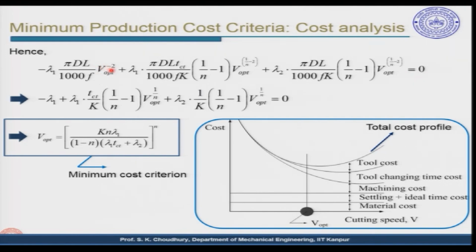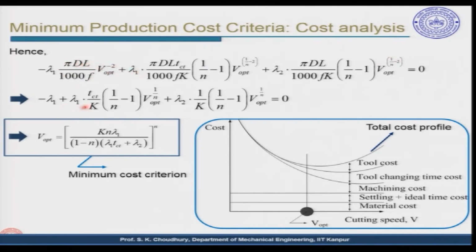Therefore, we will write V optimum in all those cases, we will reorganize them, and since it is equal to 0, these terms will be cancelled, and we are getting minus lambda 1 from here, plus the common factor V optimum to the power minus 2 and this factor. The remaining will be 1 by n minus 1, V to the power 1 by n, and this will be V optimum of course, and similarly this factor. Here it will also be V optimum to the power 1 by n, because we have taken V optimum to the power minus 2 and pi d L by 1000 f common.